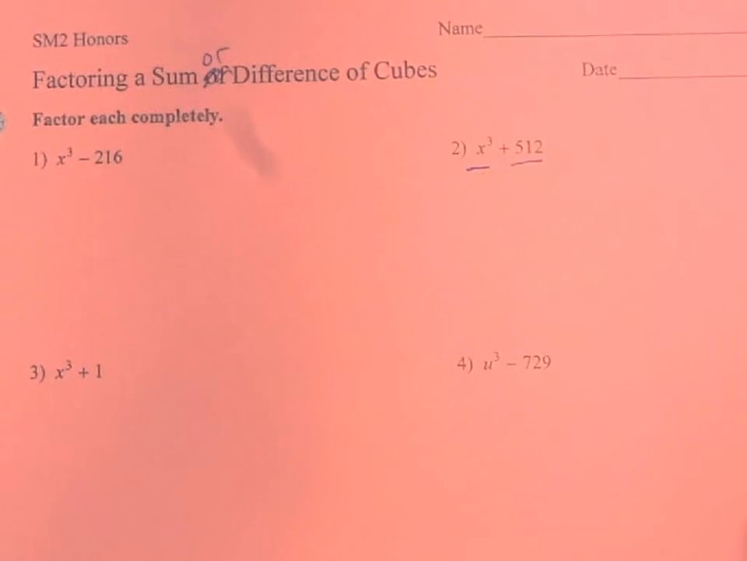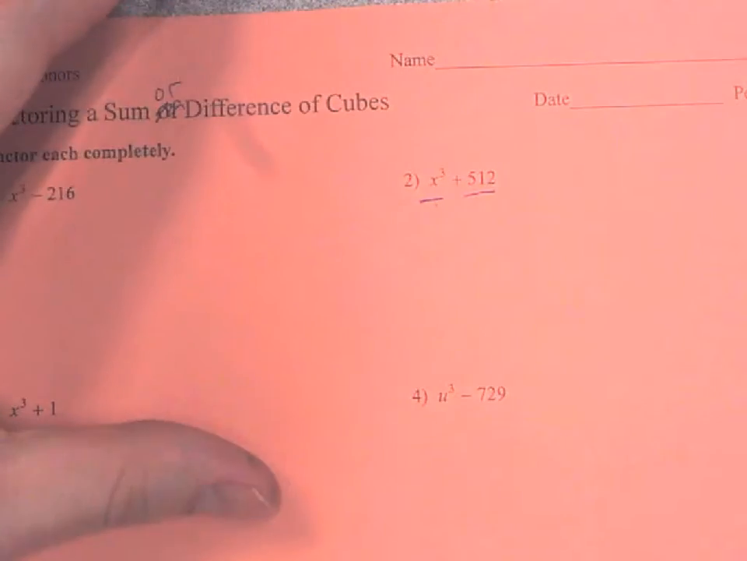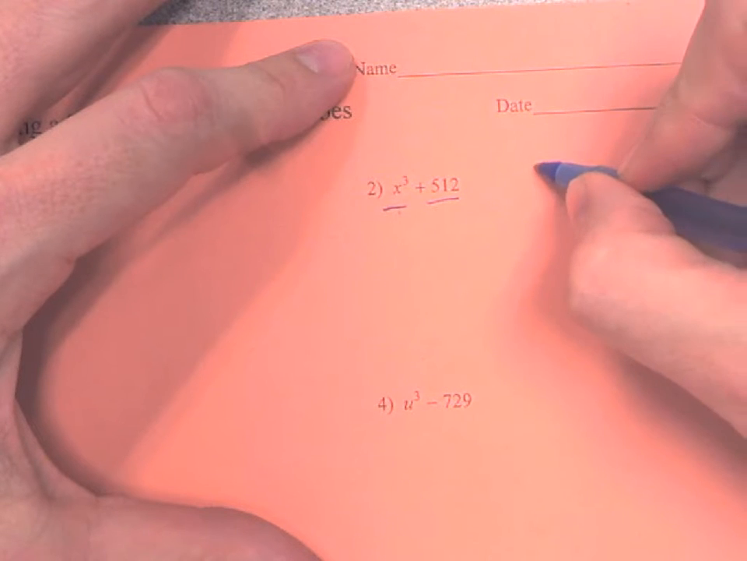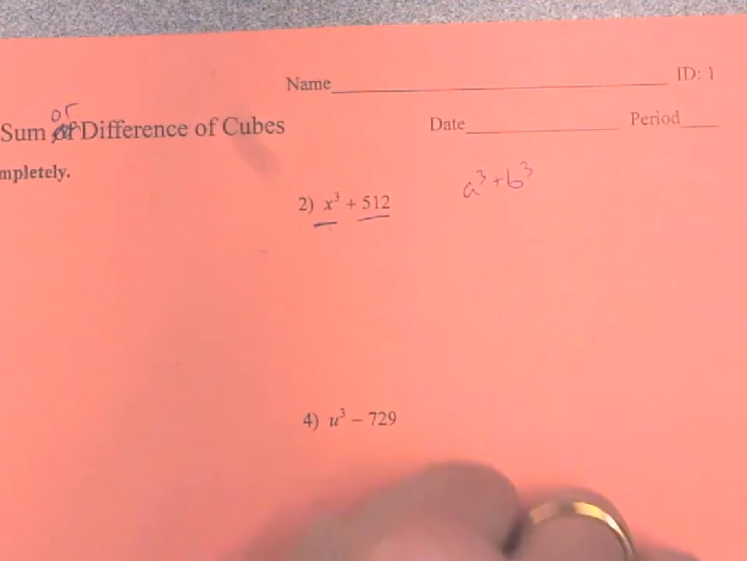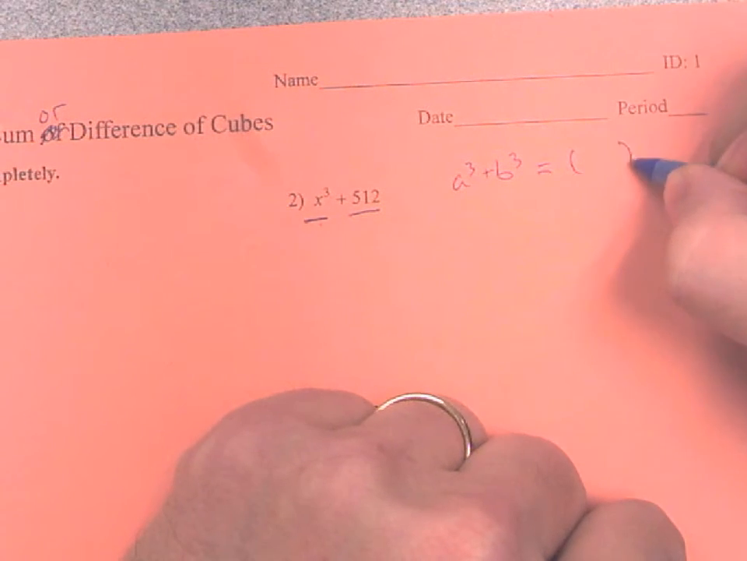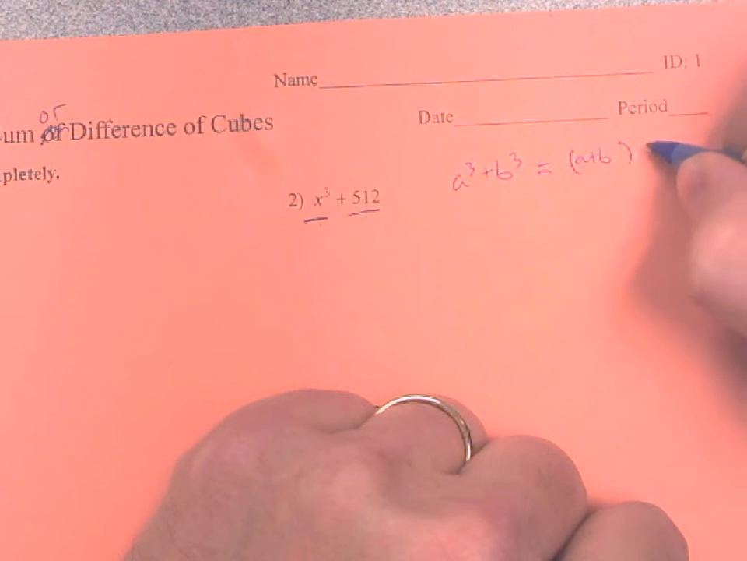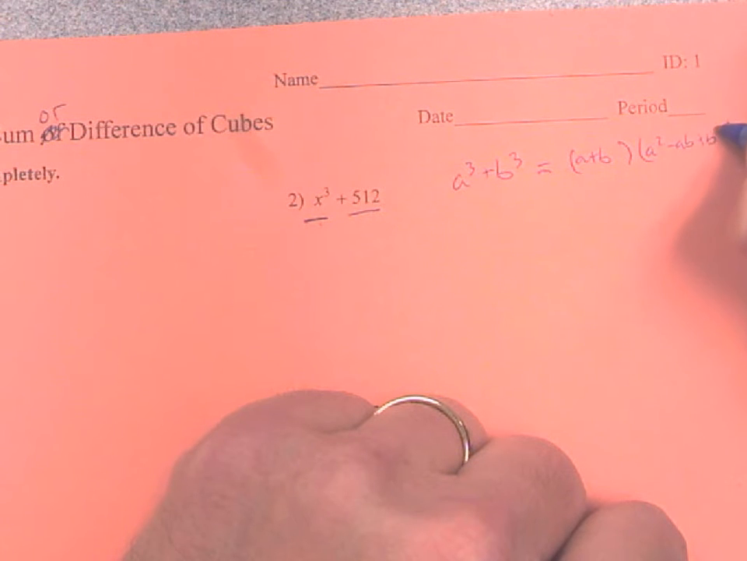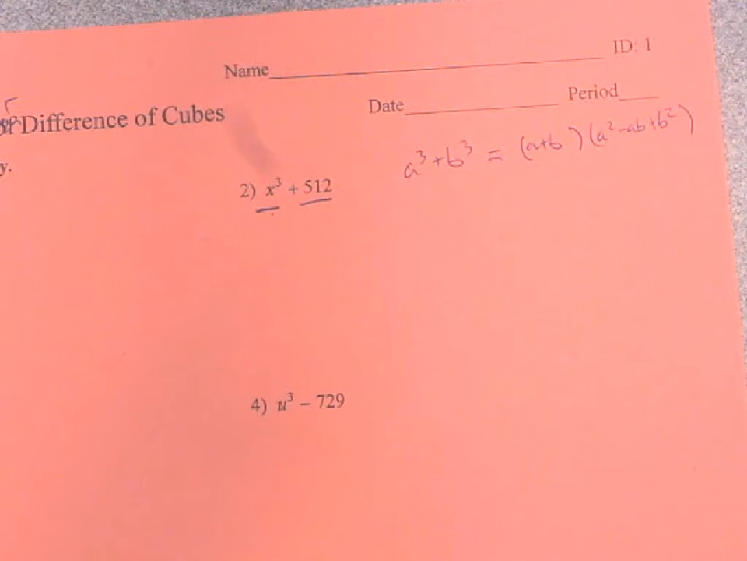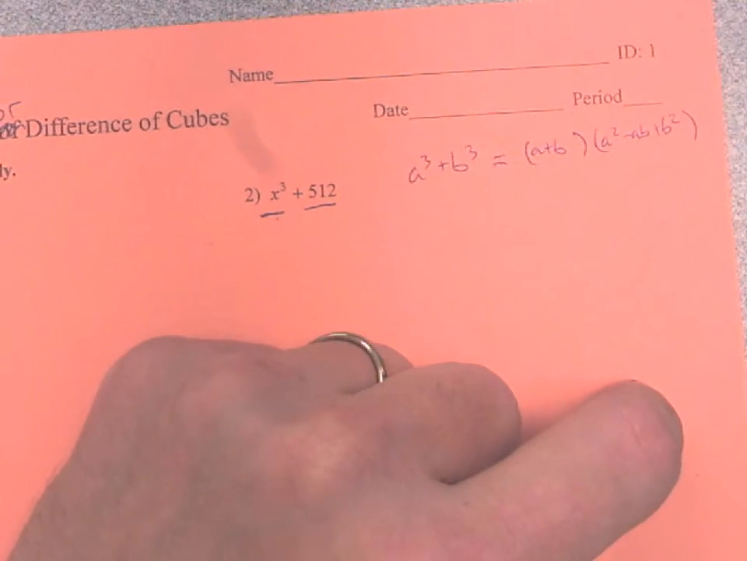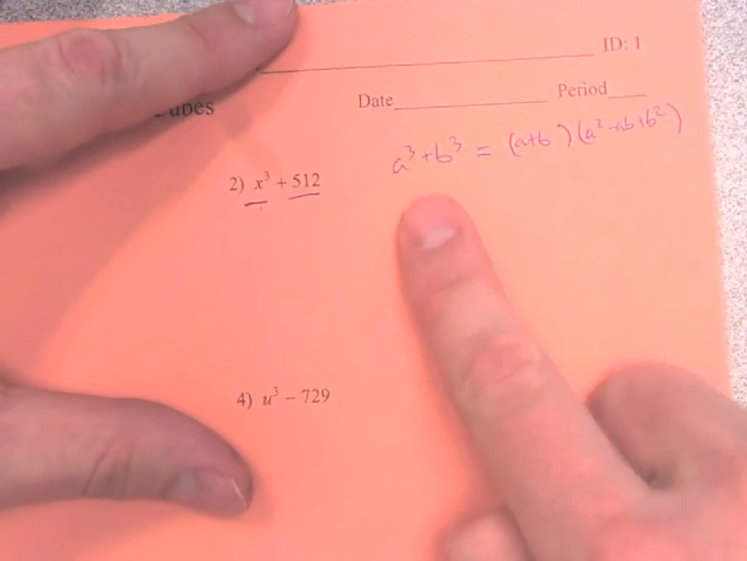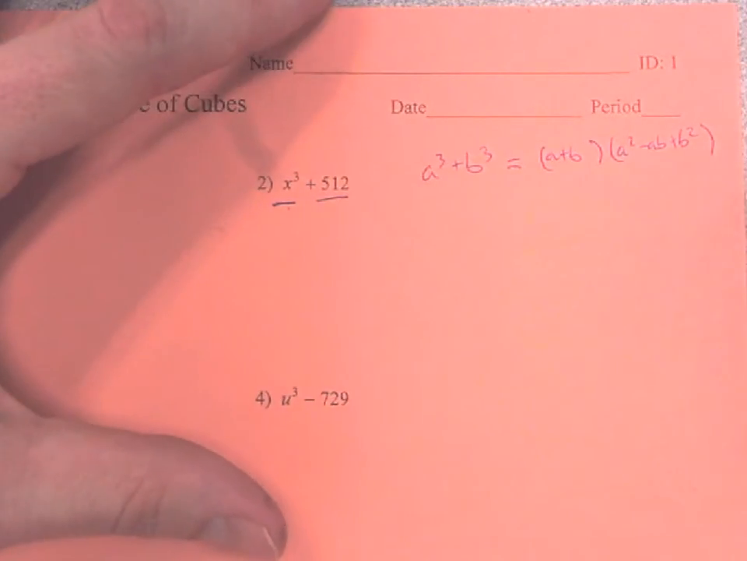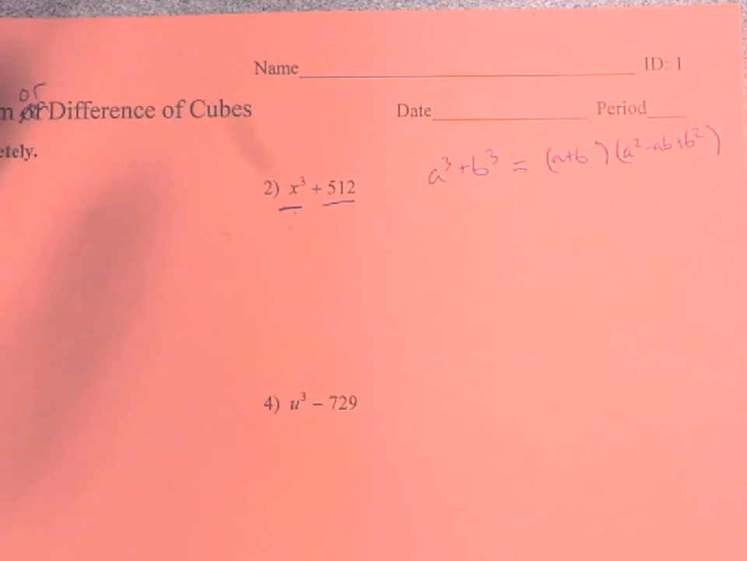So the patterns that we came up with in class today: when we have a sum of cubes like this, it comes from a binomial that looks like a plus b times a trinomial that looks like a squared minus ab plus b squared. That's just the template that we came up with today. We got it from doing a lot of multiplication and figuring out that something like this will result in something like this. So that's what we want for this sum of cubes.